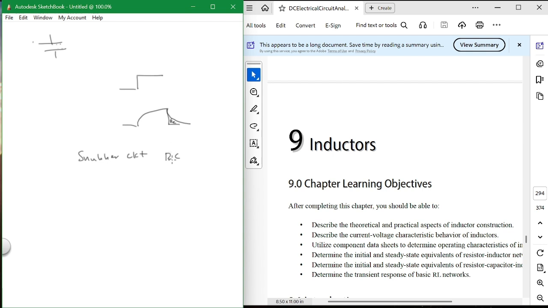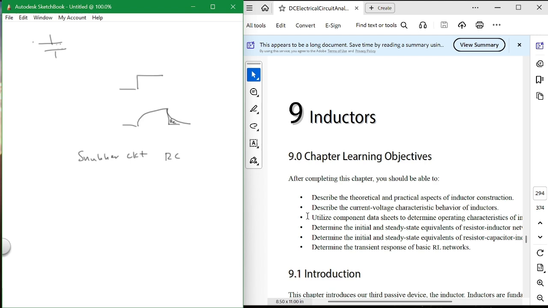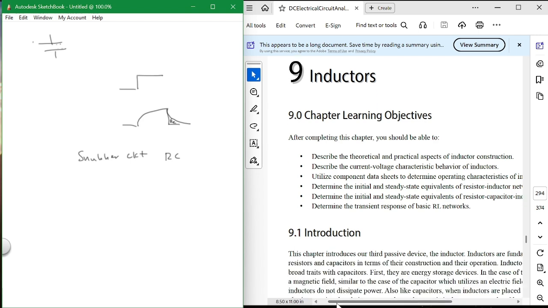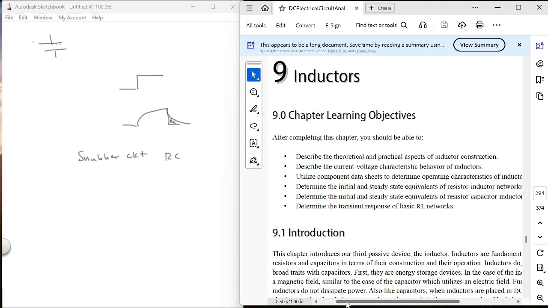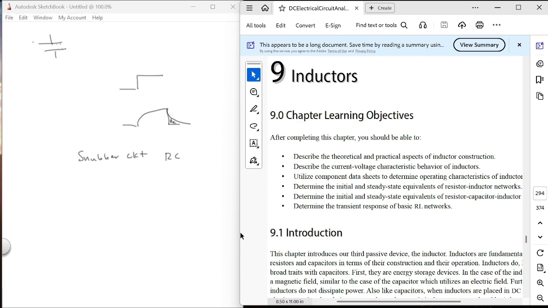So again, these are all things that have to do with the storage of energy and keeping it from being harsh, so you don't burn things up. So you put snubbers in and that type of thing. There's RC time constant snubbers, and there are other ones, MOVs, different types of snubbers, but one of them is an RC time constant circuit.